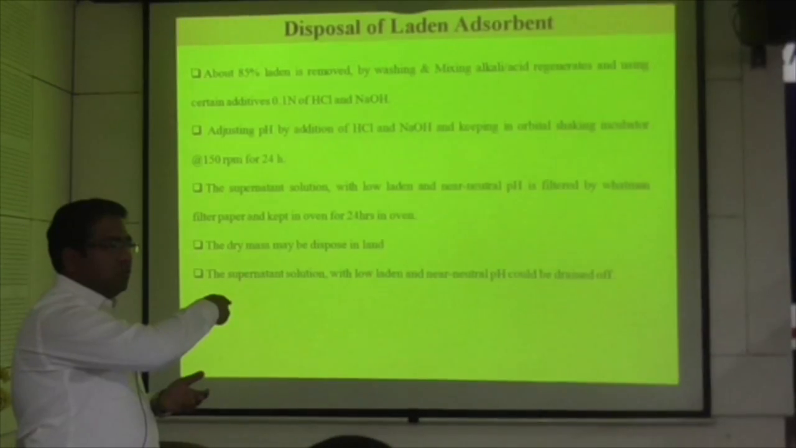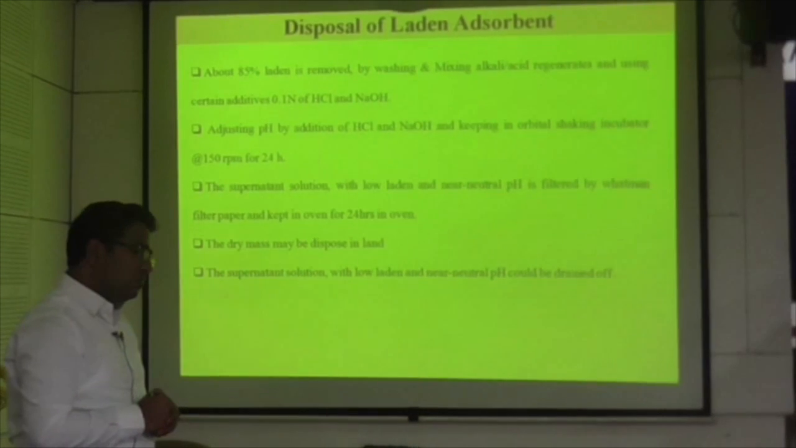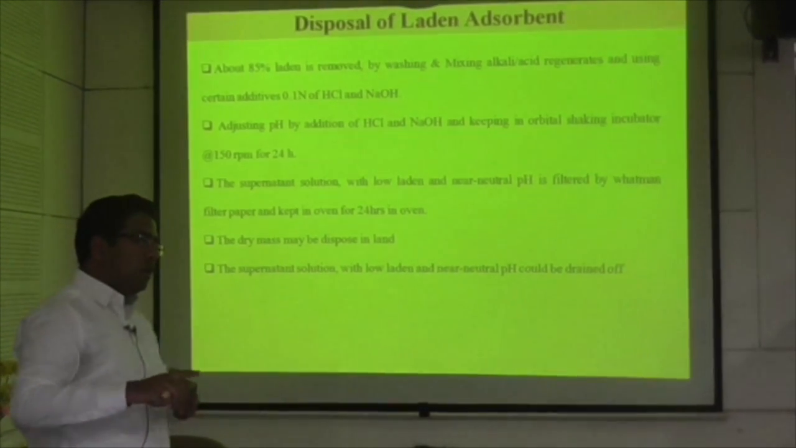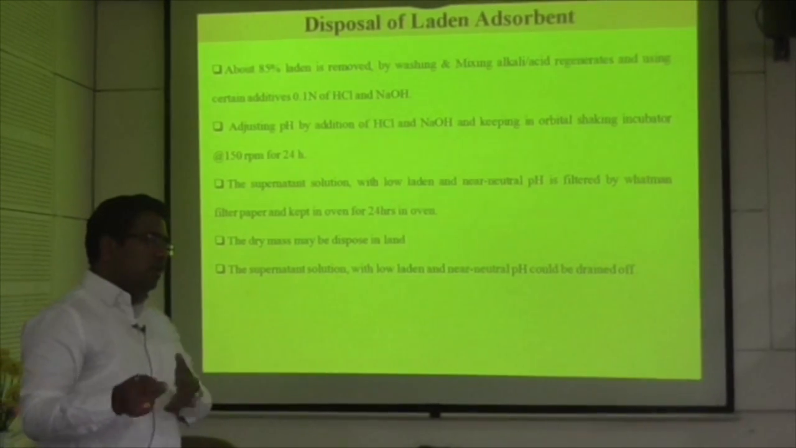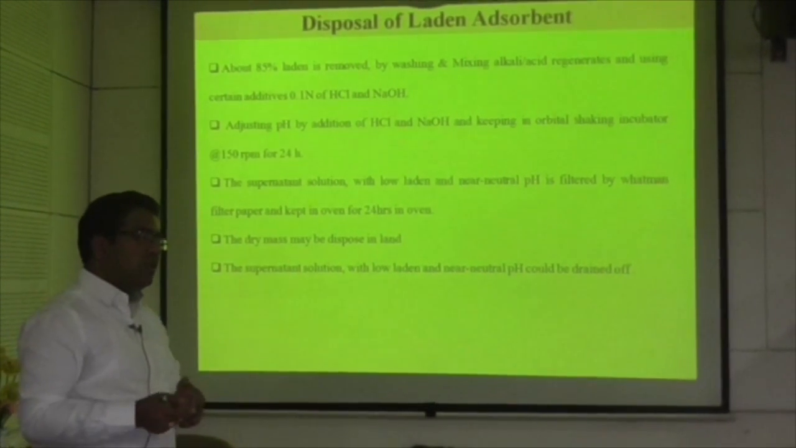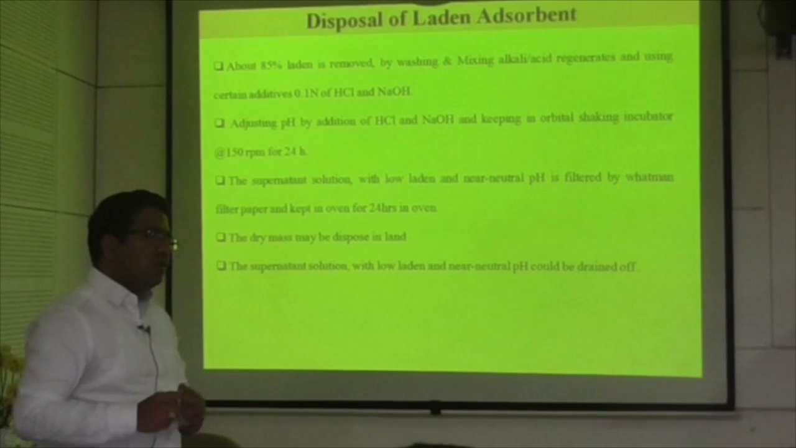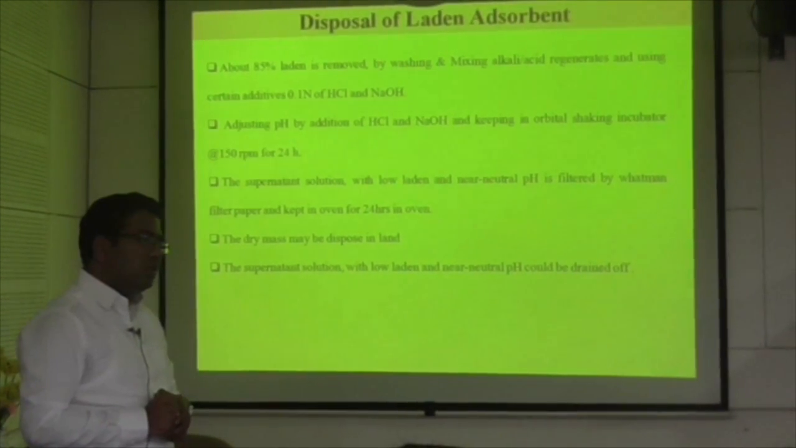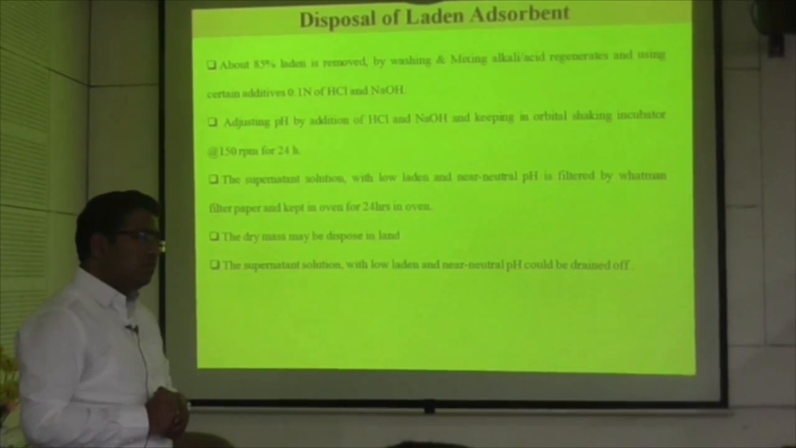So I understand. You are telling it can be regenerated for 2 or 3 cycles. But after that it is spent, no? After that you have to get rid of it. We can discard because it cannot regenerate again and again. So you have to dispose it off. I am asking you, how do you dispose it off? You should propose something for the safe disposal.